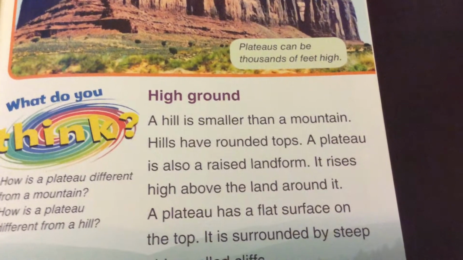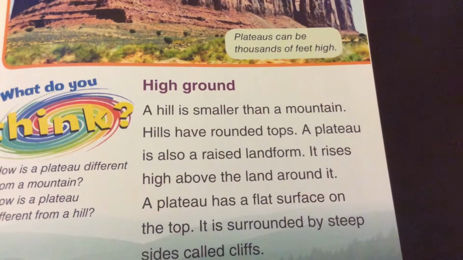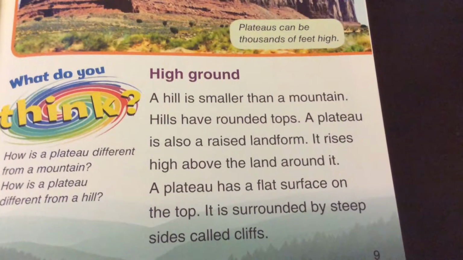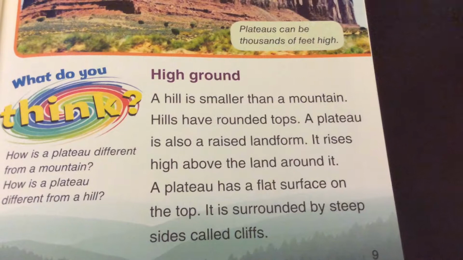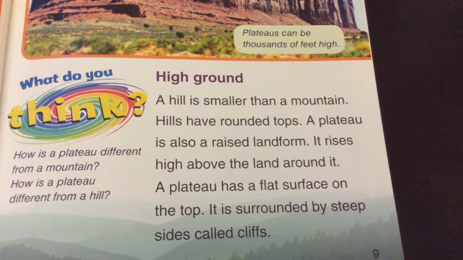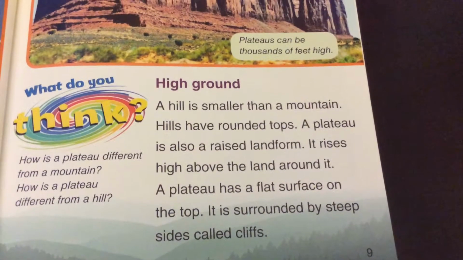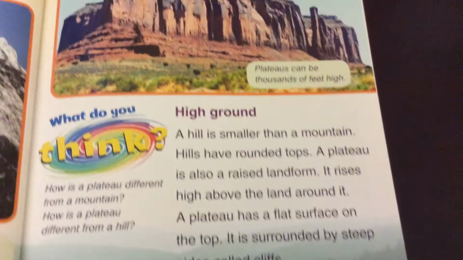High ground. A hill is smaller than a mountain. Hills have rounded tops. A plateau is also a raised landform. It rises high above the land around it. A plateau has a flat surface on top. It is surrounded by steep sides called cliffs.